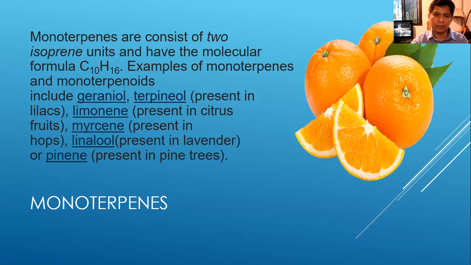Are you familiar with lilac? Limonene is present in citrus fruits. So kung nagdala kayo ng orange sa organic chem nyo, probably limonene yung na-extract nyo. Myrcene is present in hops. So hops yun yung ginagamit sa beer.